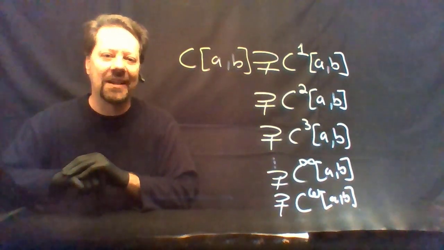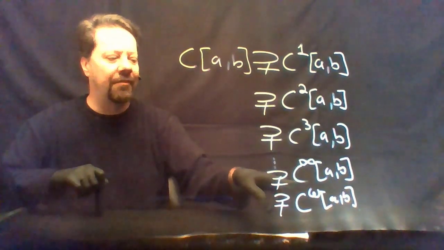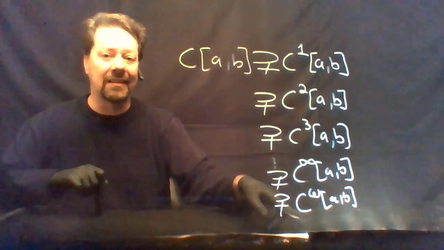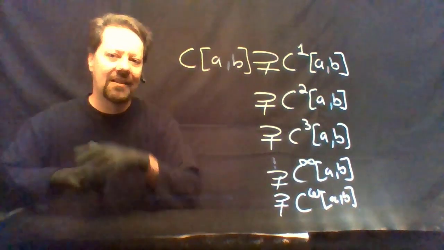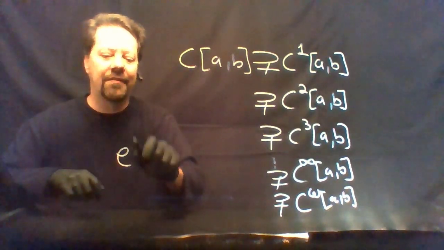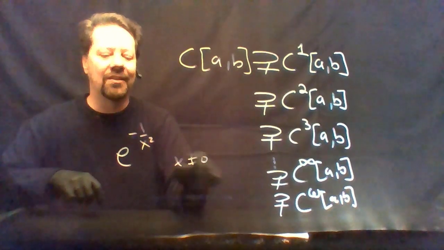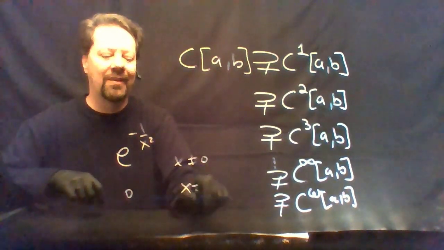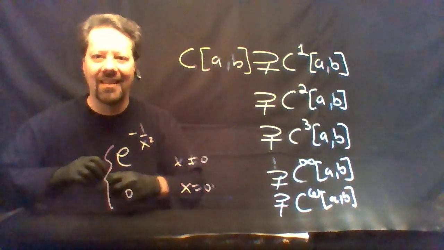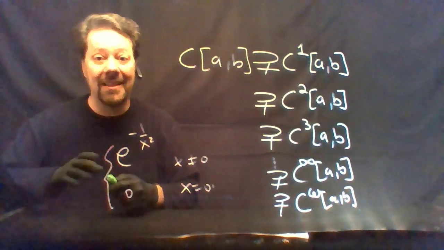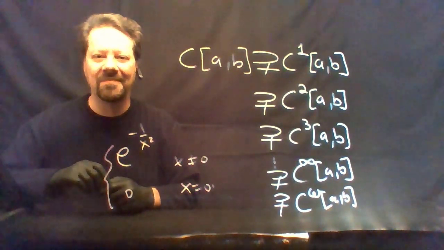I always teach my Calculus 2 students an example of a function that's C infinity, but not C omega, not analytic. There is the classic example of the function e to the negative 1 over x squared when x is not 0, and 0 when x is 0. This function is not analytic at 0, but it is infinitely differentiable.